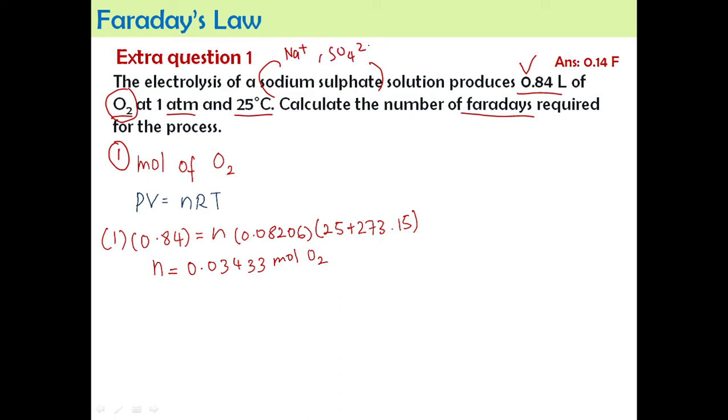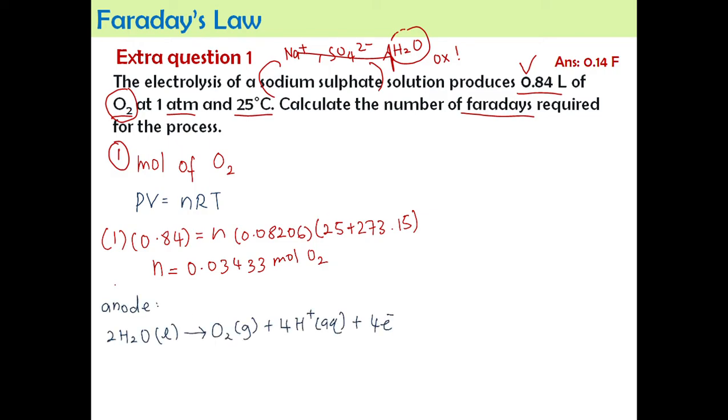Awak rasa kan datang daripada mana oksigen ni? Datang daripada H2O. Okay? Sebab ini adalah solution. So, maksudnya ada air. Kalau produce oxygen gas, bermaksud H2O undergo oxidation. Okay? Jadi, hopefully boleh ingatlah equation dia macam mana. This is the equation. Berlaku di anode.